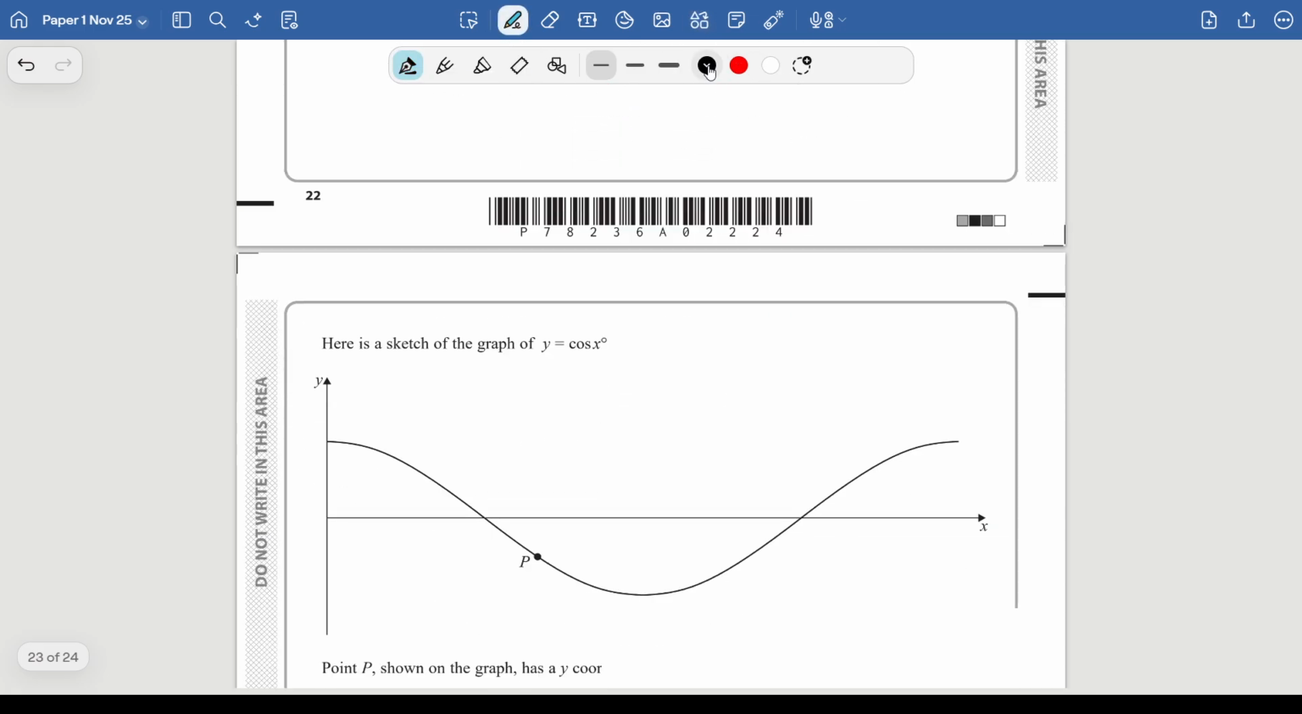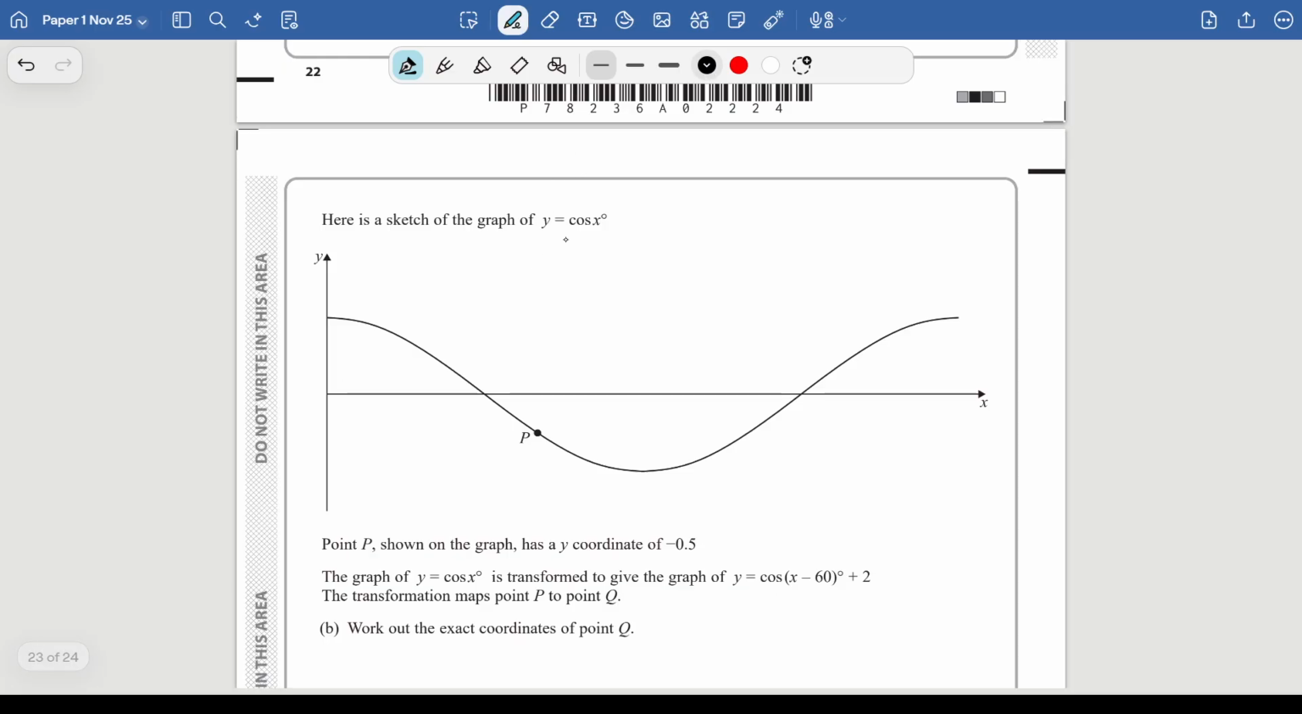All right, moving on. Here's a sketch of the graph y equals cos x. Point P shown on the graph has a y coordinate of negative 0.5. So negative 0.5 is like negative half. So if I try to find its y value, there's minus half here. The graph of y equals cos x is transformed to give the graph of y equals cos(x minus 60) plus 2.